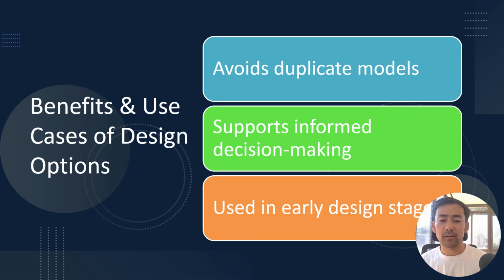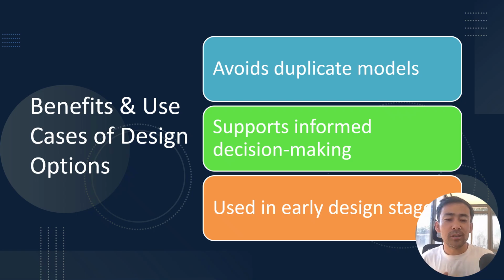Let's talk about the benefits and use cases of design options. We said why we use design options and where we use them. The reason is that it avoids duplicate models. We do not need to develop two different models for different design options. We can communicate and offer different alternatives and solutions in a single model by using design options. That's very useful.